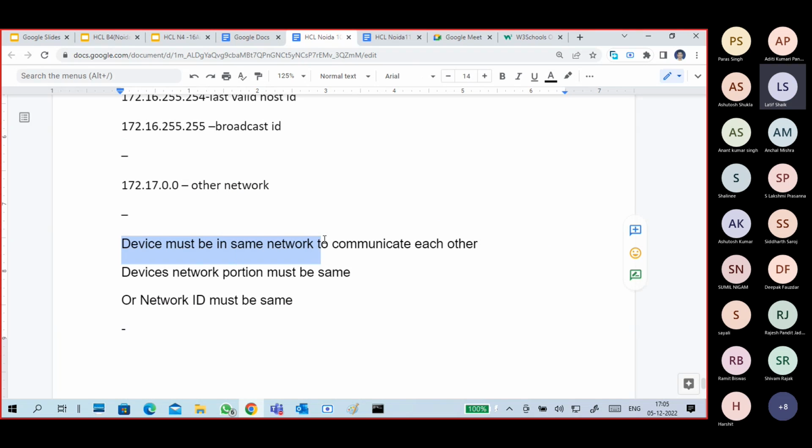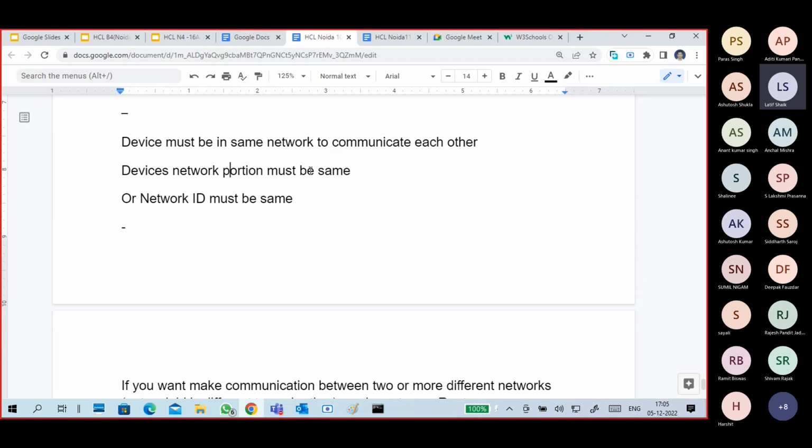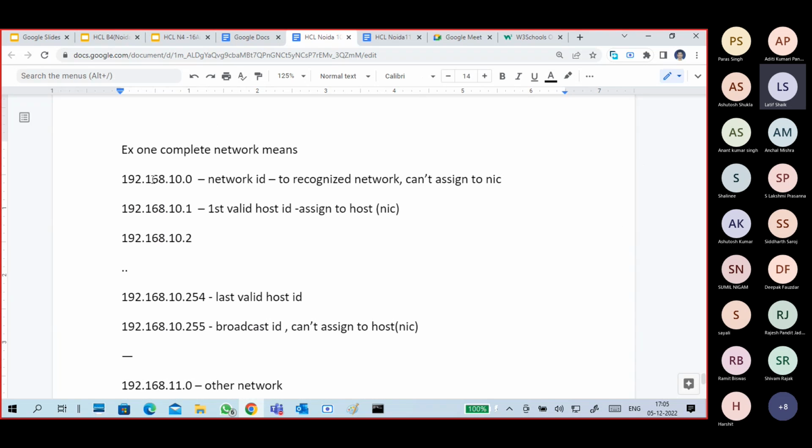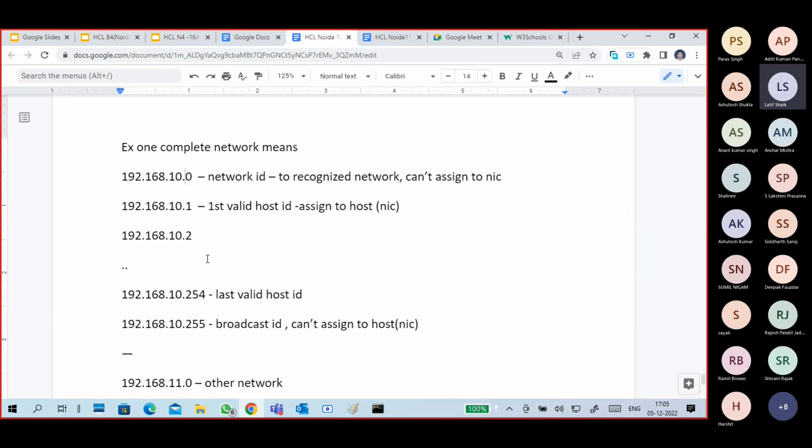Devices must be in the same network to communicate with each other. The devices' network portion must be the same, which means their network ID must be the same. All these IP addresses have the same network ID. If their network IDs are the same, they will communicate with each other.